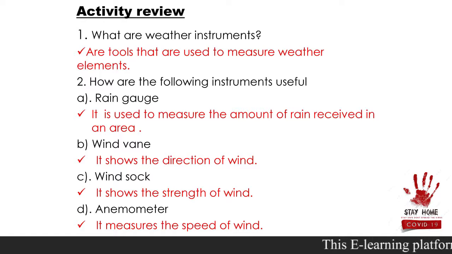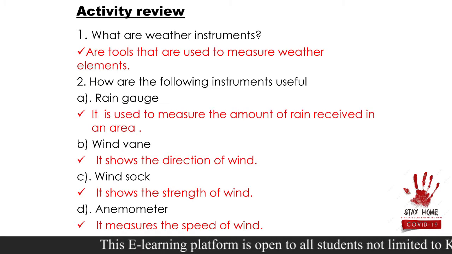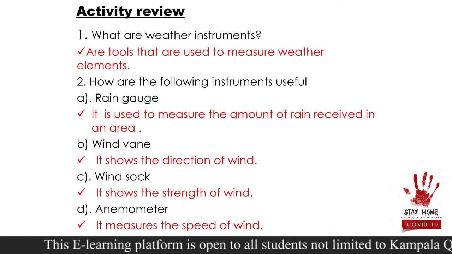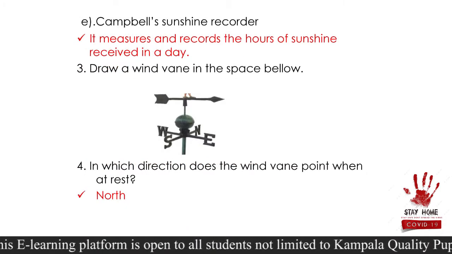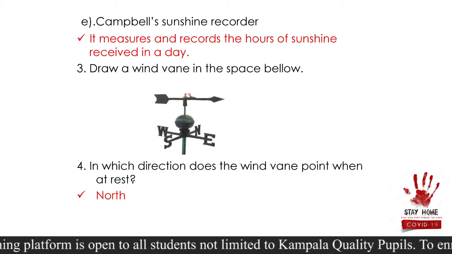Number 1, what are weather instruments? Weather instruments are tools that are used to measure weather elements. I hope you have that. Then number 2, how are the following instruments useful? A rain gauge, it measures the amount of rainfall received in an area. Wind vane, it shows the direction of wind. Windsock, it shows the strength of wind. Anemometer, it measures the speed of wind. Campbell's sunshine recorder, it measures and records the hours of sunshine received in a day.